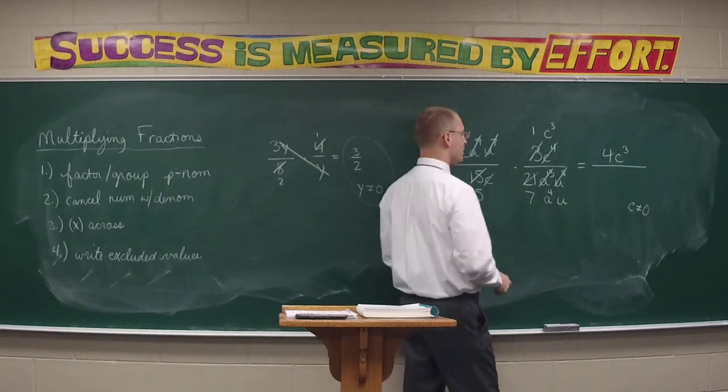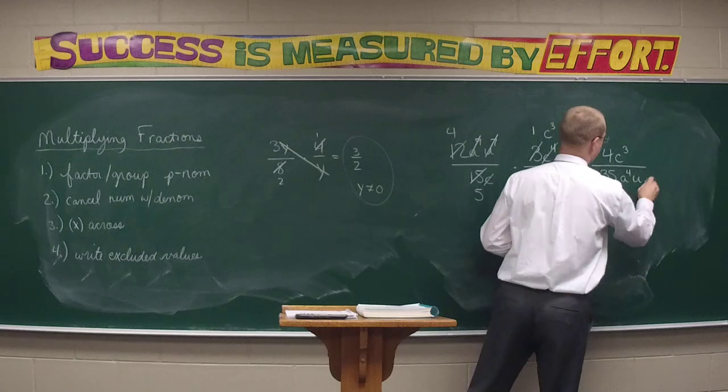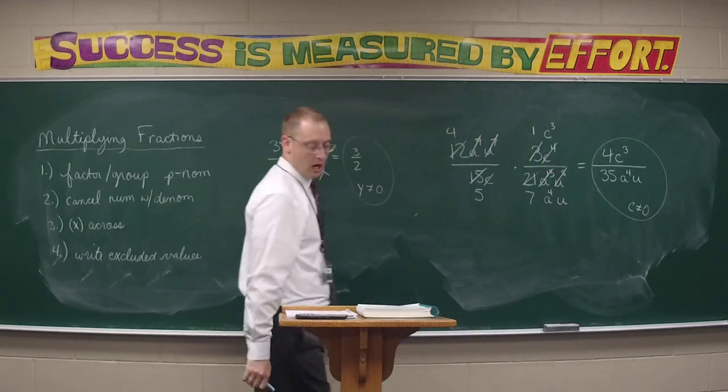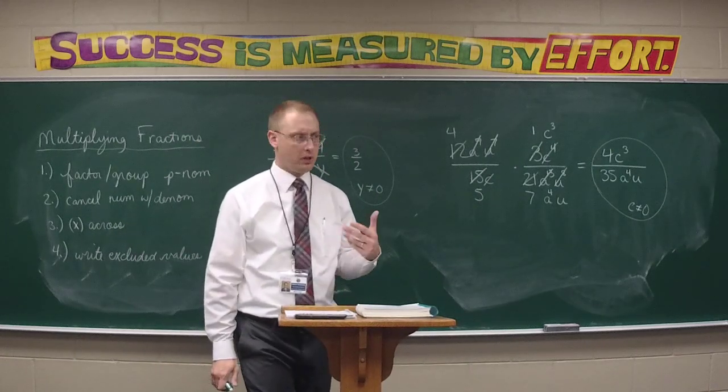35, a to the 4th. Good. 5, 7, a to the 4th, and u. So 35, a to the 4th, u. And we already wrote our excluded value. And there we go. We're done. Questions on this one, number 19? It seemed pretty straightforward here.